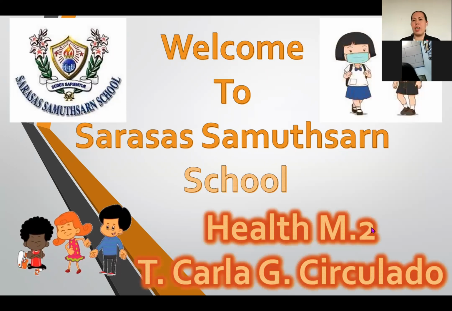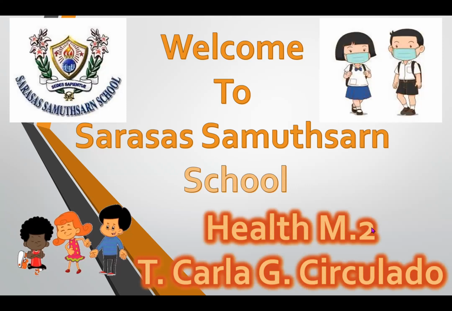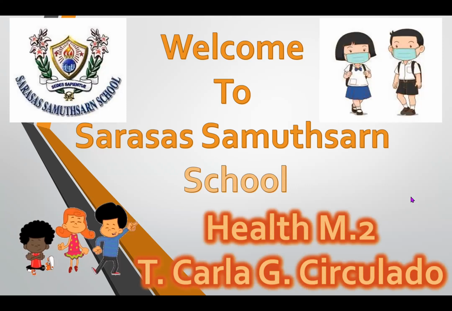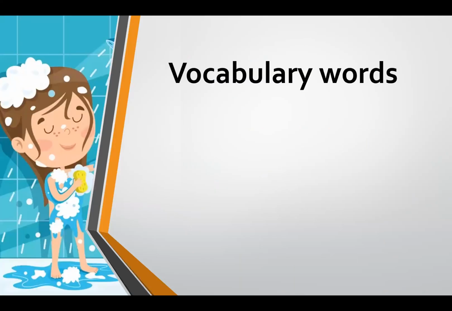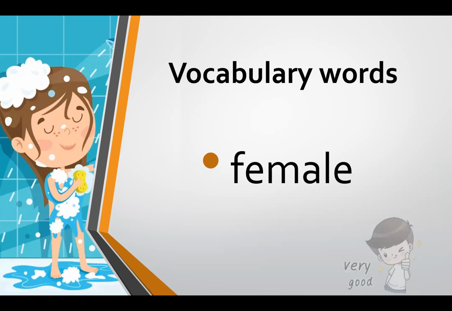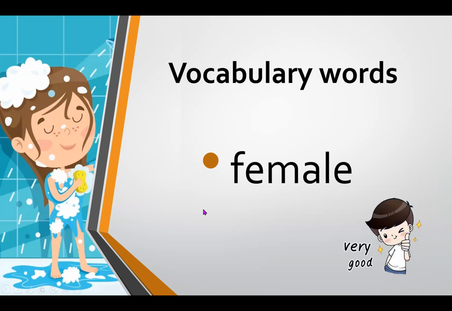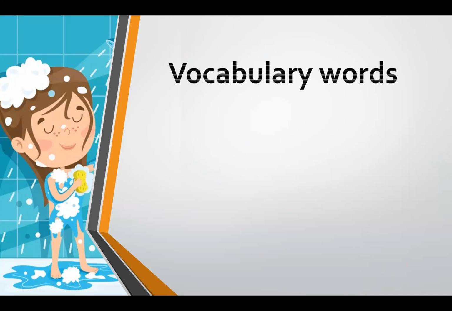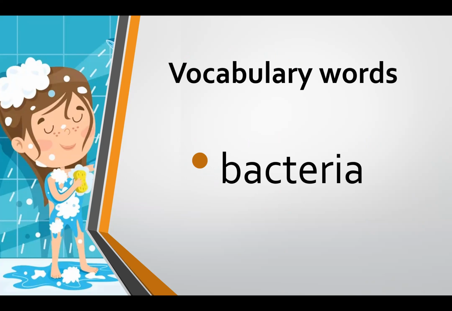Let's move on and start with our lesson by reading first our vocabulary words. If you can join me, let's read all together or repeat after me twice. The first word is female. Female. Again, female, female. Very good. Let's spell female. F. Female, female. Very good.